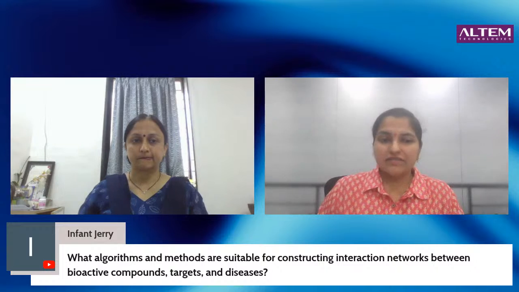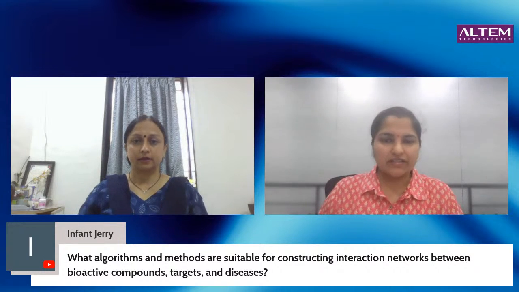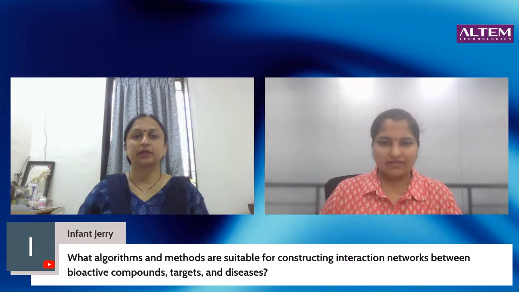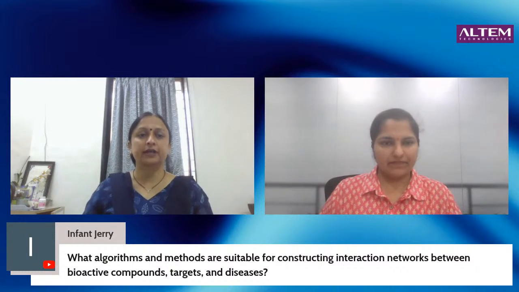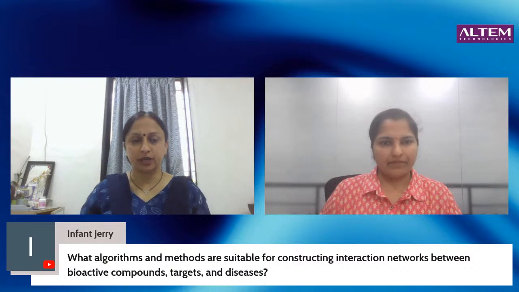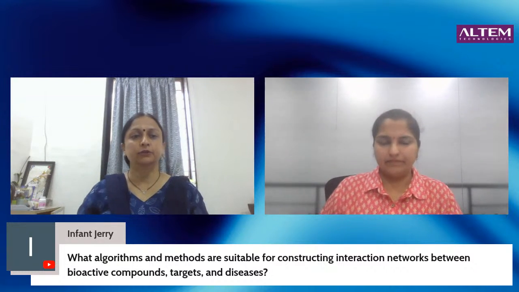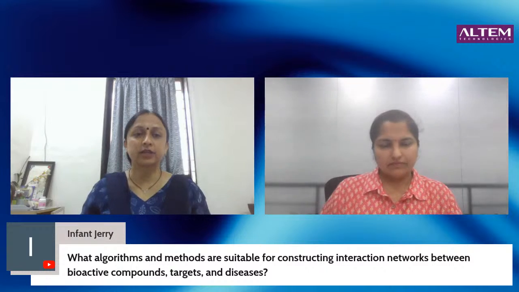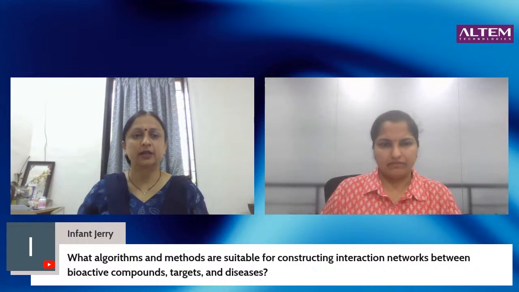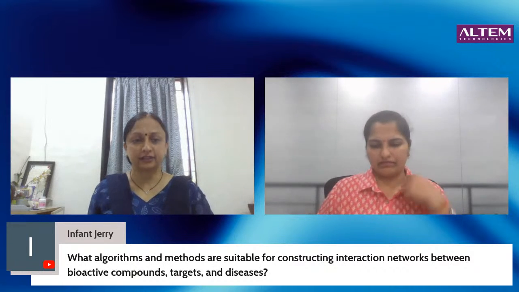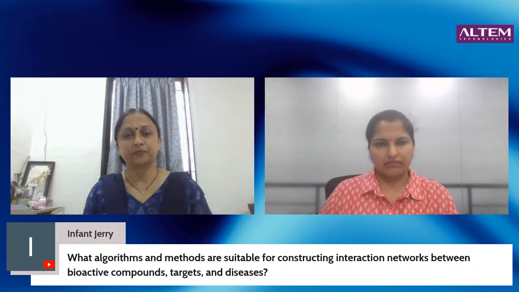So, what algorithms and methods are suitable for constructing interaction networks between bioactive compounds, targets, and diseases? One of the popular software that people are using a lot these days is Cytoscape. So I can recommend that you explore Cytoscape. Cytoscape is a software where you can do any type of network, but you can use any other software as well. You can use R or other methods as well. Anything that can plot connections works. Like I said, Cytoscape currently is one of the most popular, but there are several others also.